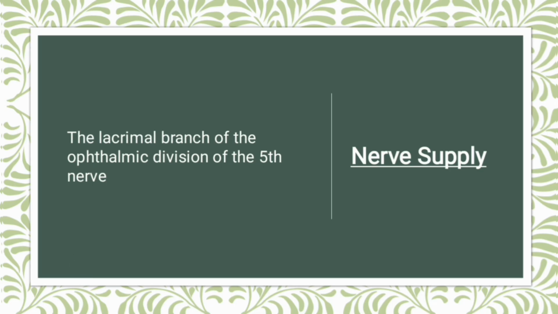So the nerve supply is the lacrimal branch of the ophthalmic division of fifth nerve. So fifth nerve is basically the trigeminal nerve and it has three further main divisions. One is ophthalmic, next is maxillary, and third one is the mandibular. The first branch, the ophthalmic division, divides into further branches. So the nerve supply to the lacrimal gland is by the lacrimal branch of the ophthalmic division of trigeminal nerve.